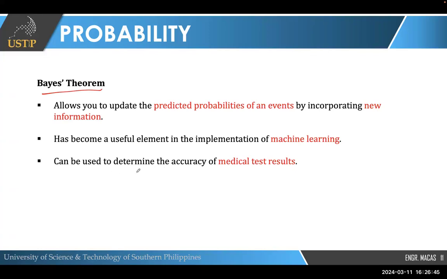So it can be used to determine the accuracy of medical test results. For example, you want to test yourself if you are positive for COVID. Okay? There is a chance, class, that if the result you got is positive, it is a false positive. Meaning, the result is positive, but in reality, you are not positive. So that's what you call a false positive. Then there is also a false negative. So for these application problems, we can use Bayes theorem.